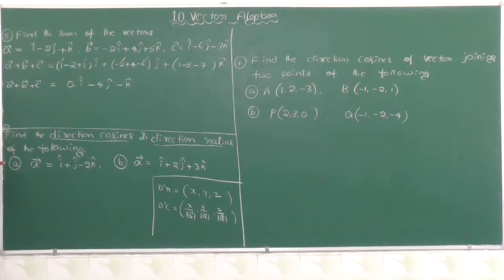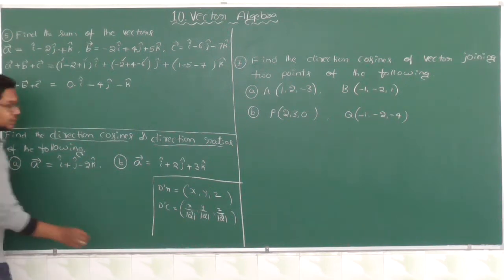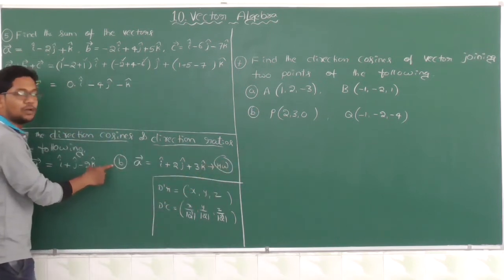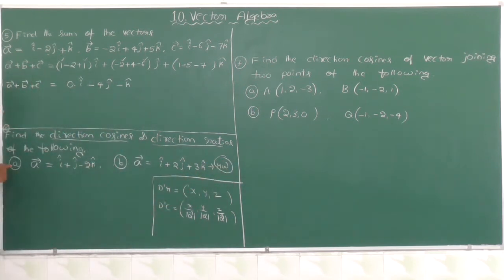Let us take the first one, A. The second problem, B, is homework for you. Here we have the first question, A. Let us solve. Let us find the direction cosines and direction ratios of the first problem, that is the A vector.